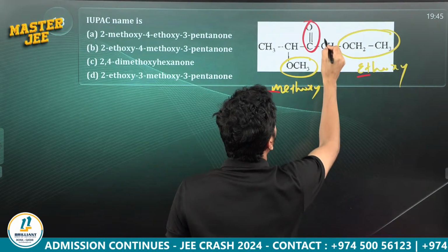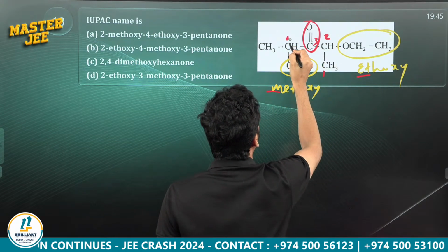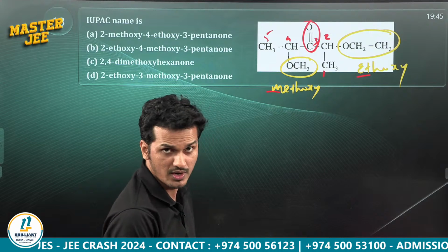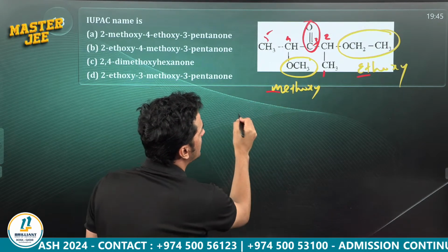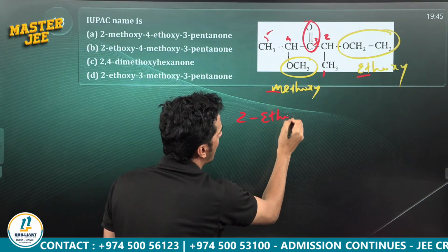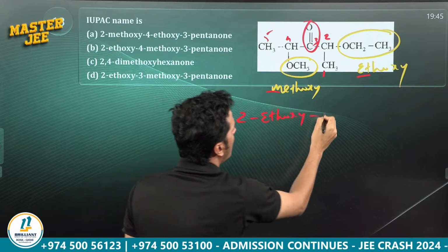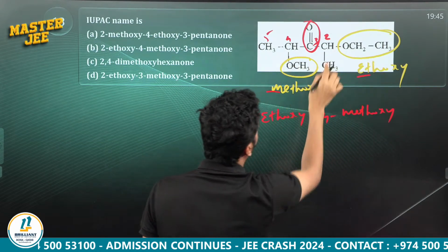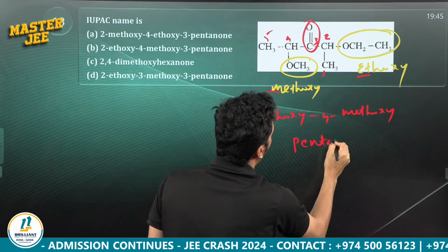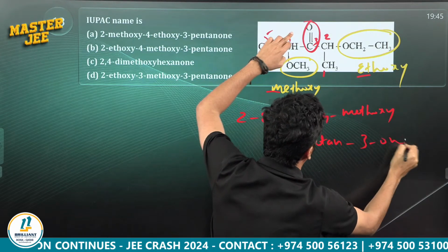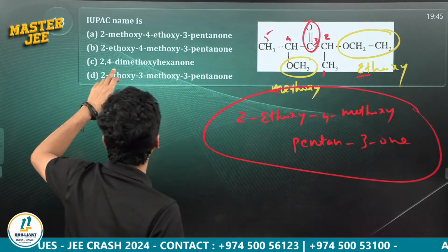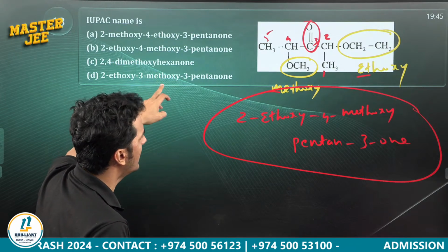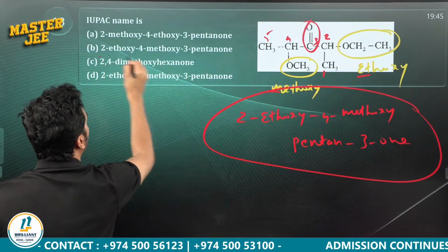So 1, 2, 3, 4, 5. 5. So what's the name? 2-ethoxy. In the second carbon, ethoxy is there. The fourth carbon contains methoxy. Then that is pentan-3-one. That's the name: 2-ethoxy-4-methoxypentan-3-one, or 3-pentanone.